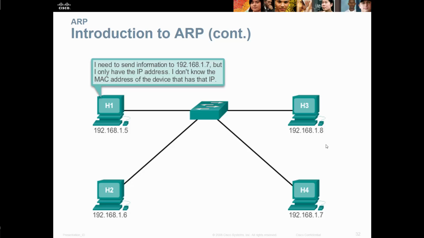As an intro to ARP, if I need to send a packet to an IP address, but I only have the IP address and I don't know the MAC address of the device, I can send a broadcast asking who has this. And only the device that has the IP address should then respond. This will be sent as a broadcast.